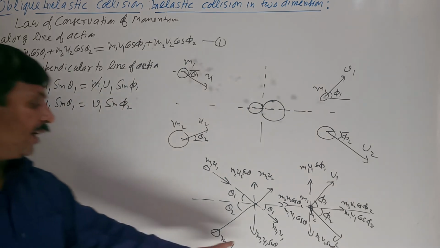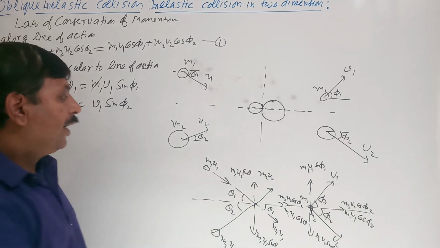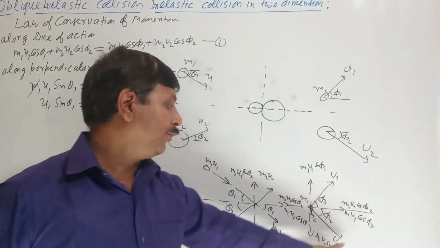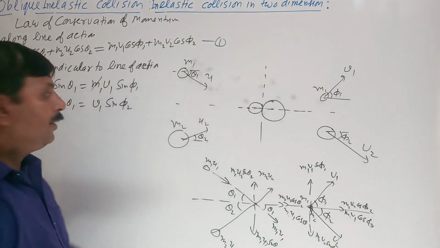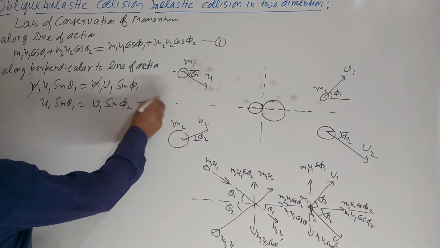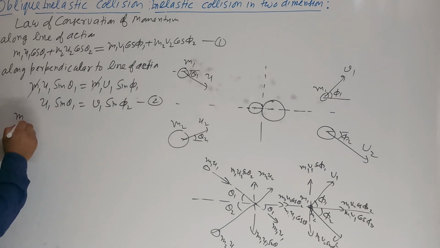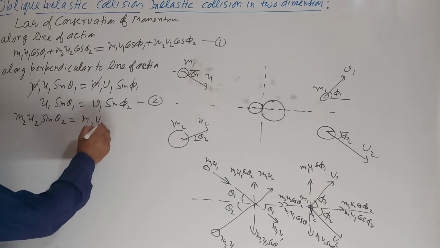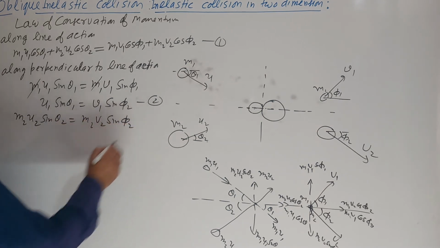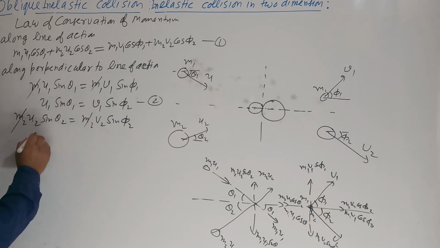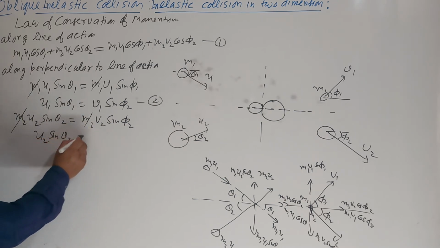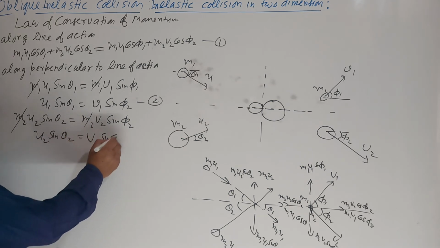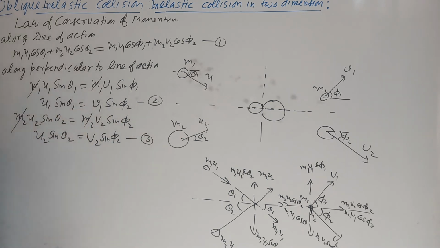Same way for second mass, before collision M2 U2 sin theta 2, after collision M2 V2 sin phi 2, both will be the same. Third equation is M2 U2 sin theta 2 is equal to M2 V2 sin phi 2. M2 also we can cancel. U2 sin theta 2 is equal to V2 sin phi 2. This will be the third equation.